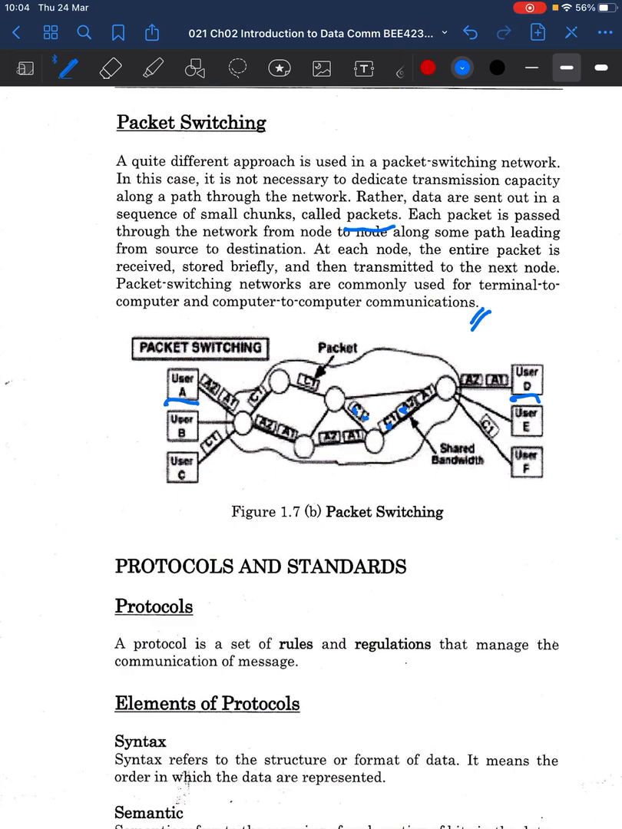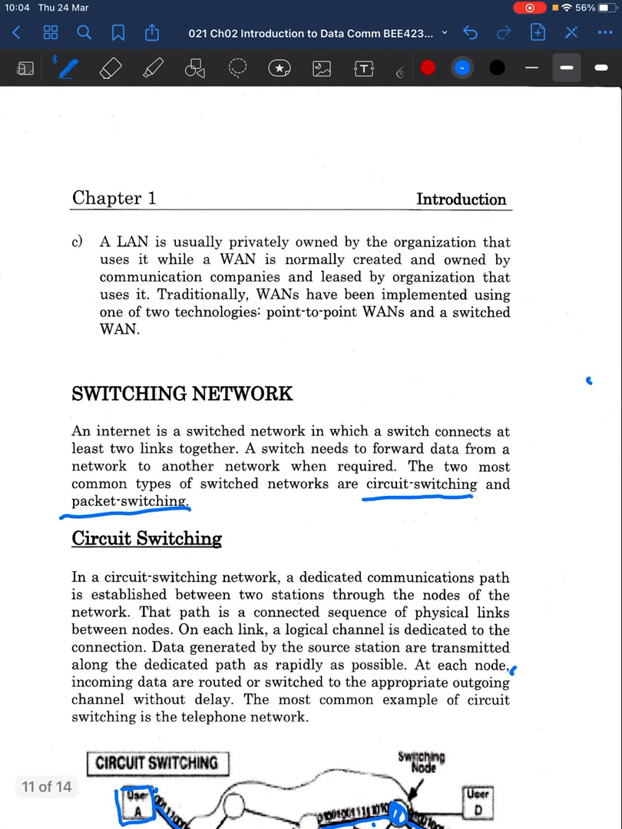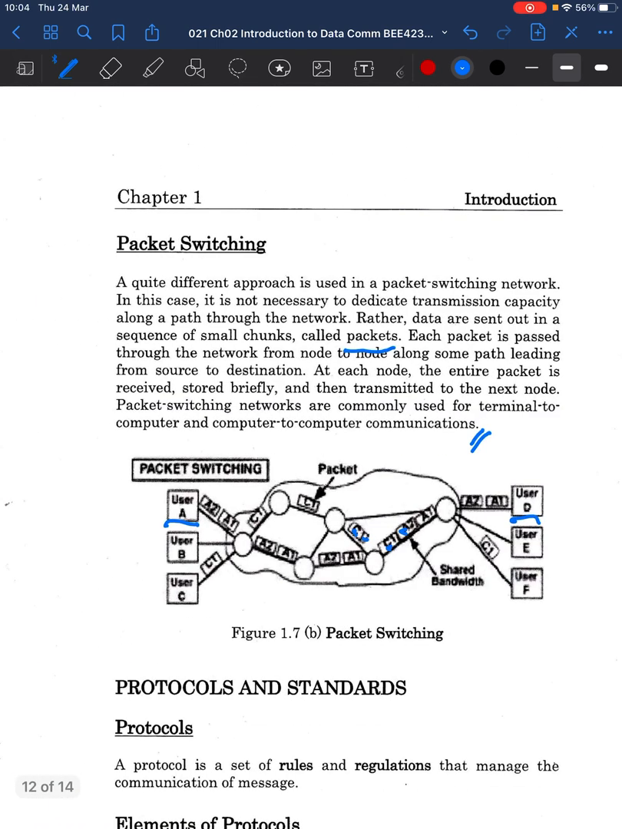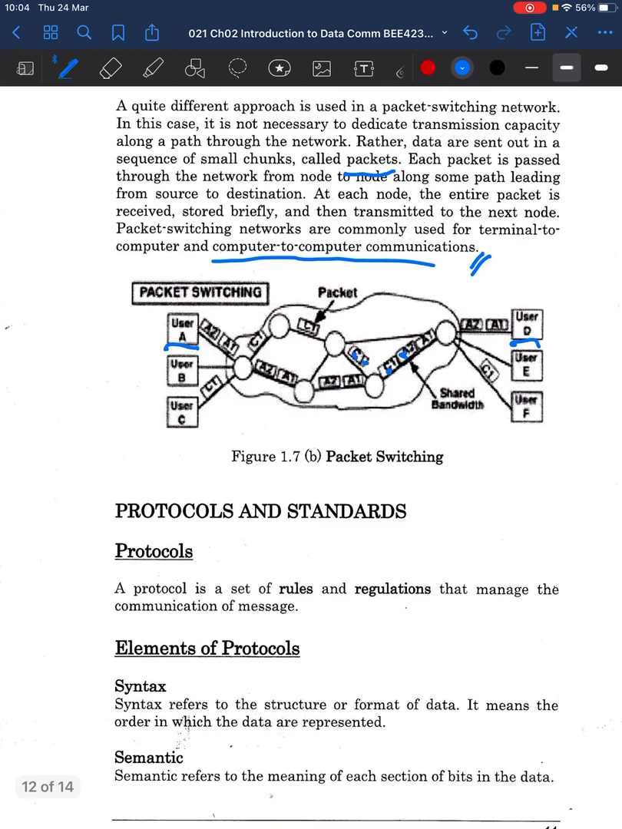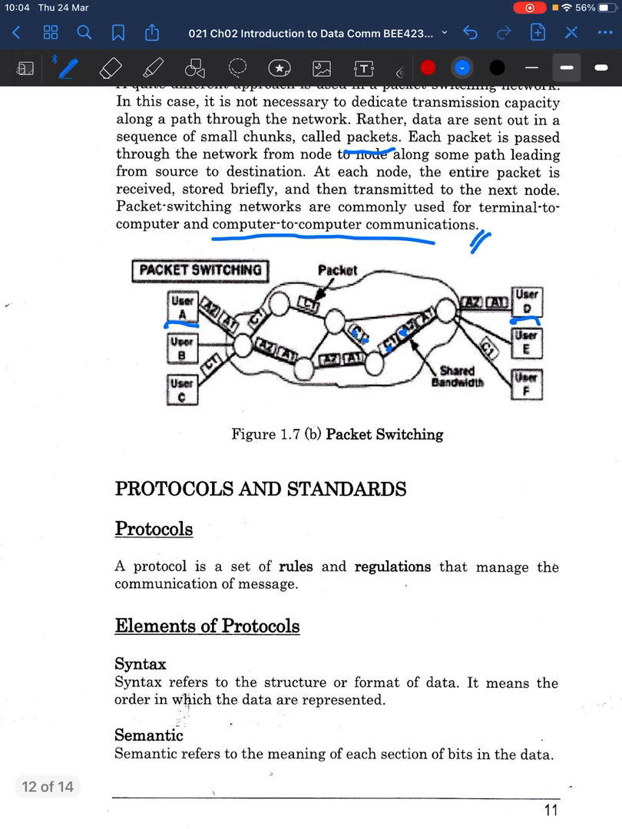They use packet switching. Previously, circuit switching is commonly used in the telephone network. So packet switching is for computer to computer communication. Figure 1.7 shows an example of packet switching. What is the difference? The difference is that the data is sent in packets, in chunks of data.